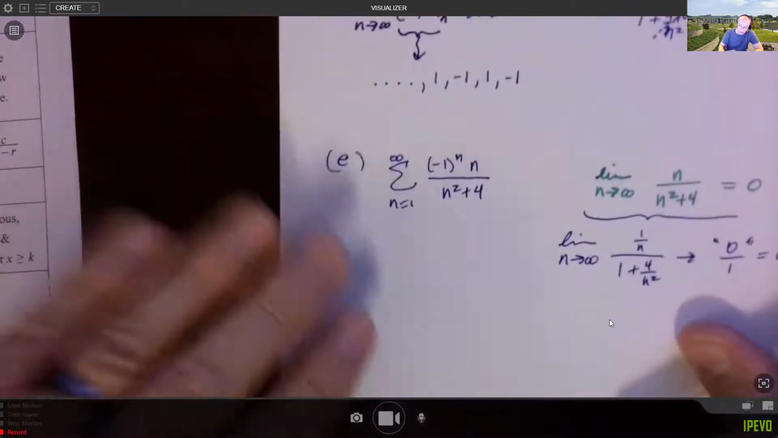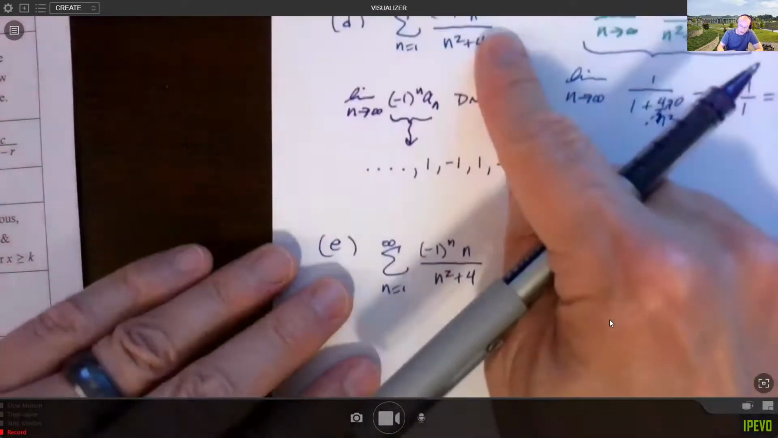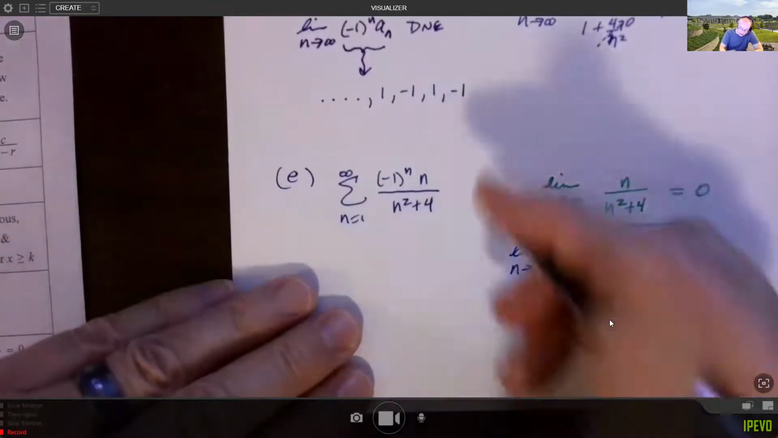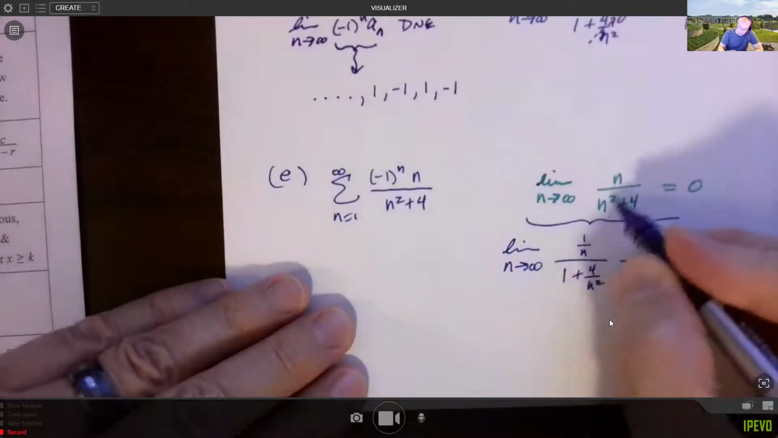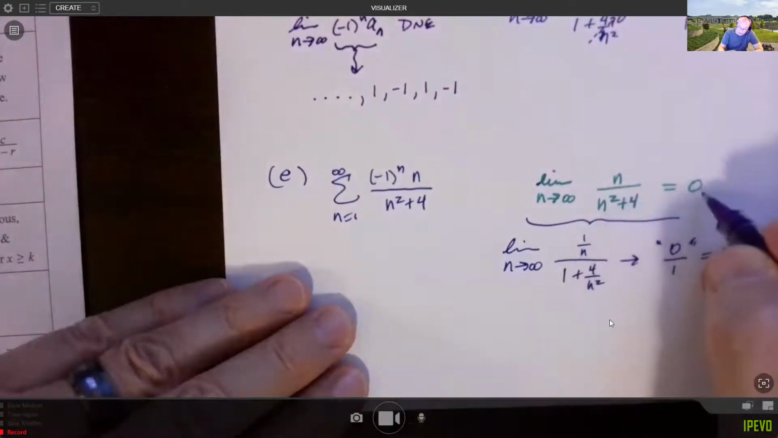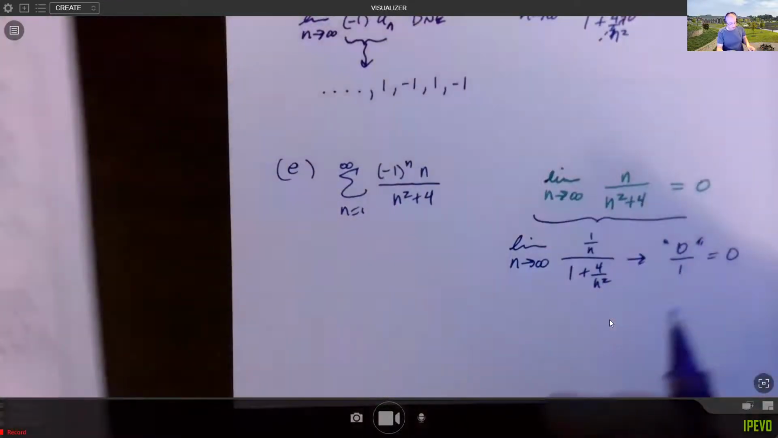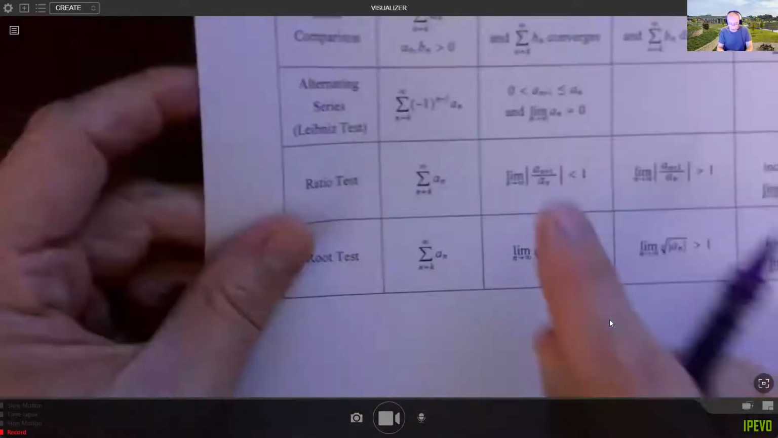Now E is a little different. Notice the difference now from n. We had n cubed, n squared, and now we just have n. And if I take a look at the a sub n now, the limit as n goes to infinity of n over n squared plus 4 is equal to 0, right? So now the question is, is this the alternating series test? Because that was one of the conditions, right? The limit has to be 0.